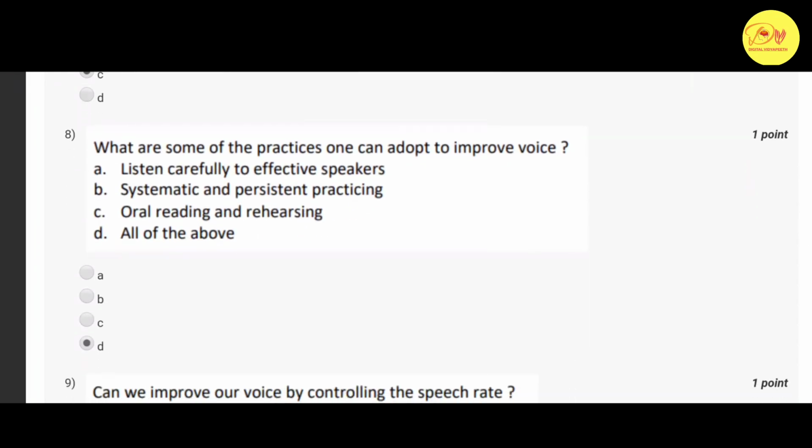Our eighth question is, what are some of the practices one can adopt to improve voice? Correct option is D, all of the above. That is, listen carefully to effective speakers, systematic and persistent practicing, oral reading and rehearsing.